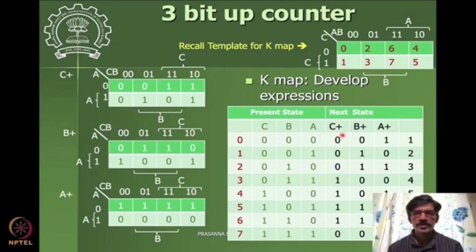Okay, so I want to express C plus as a combination of ABC, because these are my next states. These are my outputs, and these are my previous states. So I would express them, and the next states are only dependent upon the previous states. No other inputs they are dependent upon.